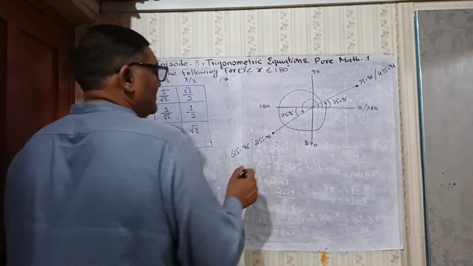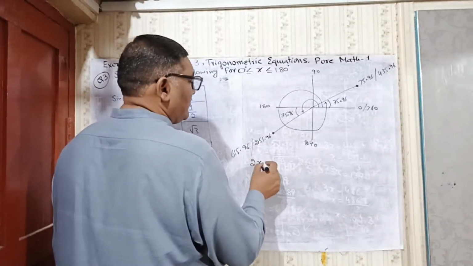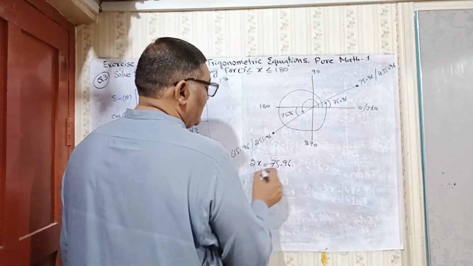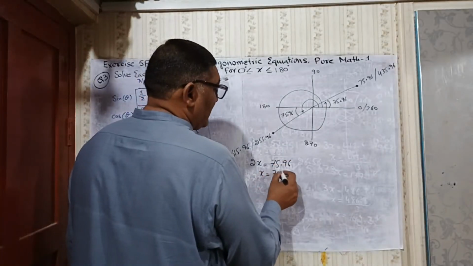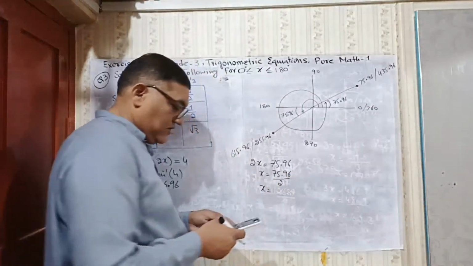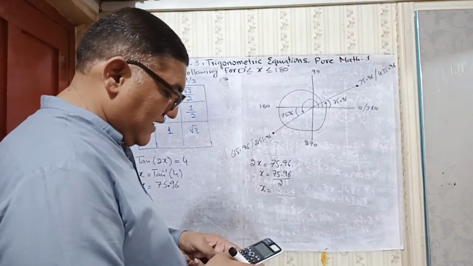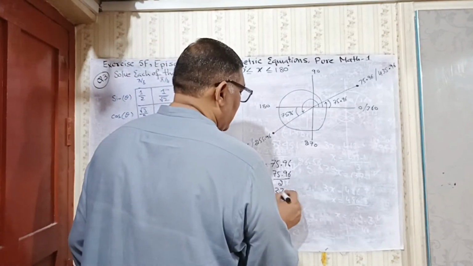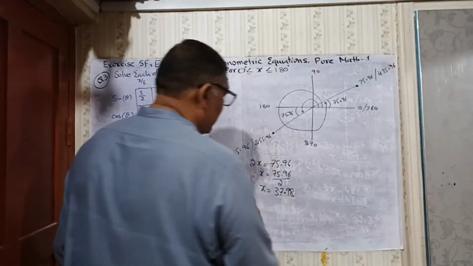So 2x, you can make 2x equal to the angle in the first quadrant, that is 75.96. So x will be equal to 75.96 divided by 2, that's 37.98. This is my one answer.